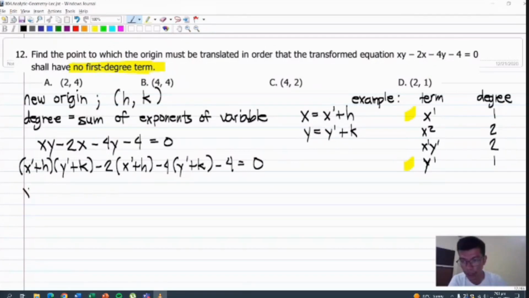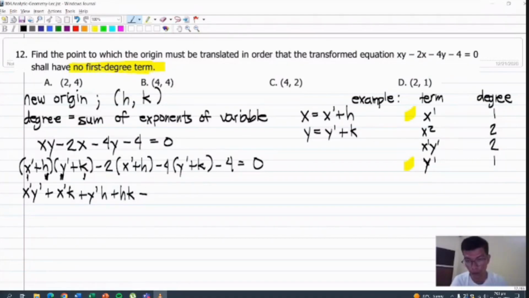So, that will be x prime, y prime. I-multiply natin yung mga outer. So, ito yung mga first, yung dalawang unahan. And then, yung dalawang nasa labas, yung outer. That will be x prime k. Dalawang nasa loob, inner. FOIL method. That is y prime h. And then, yung dalawang last, yung h times k. So, plus hk. Dito naman, i-distribute natin yung negative 2.